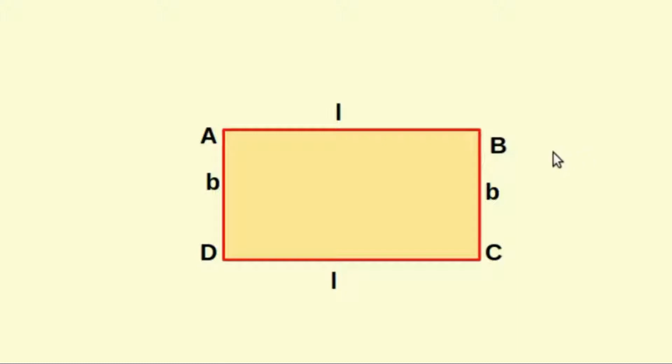Now let us find the perimeter of a rectangle. Here ABCD is a rectangle. I have taken the length of AB as L and length of BC as B. Then the length of CD will be again L and length of DA will be again B. The perimeter of this rectangle will be L plus B plus L plus B. Altogether we can say the perimeter of a rectangle is 2L plus 2B or 2 into L plus B.